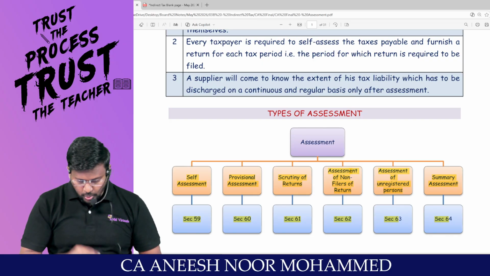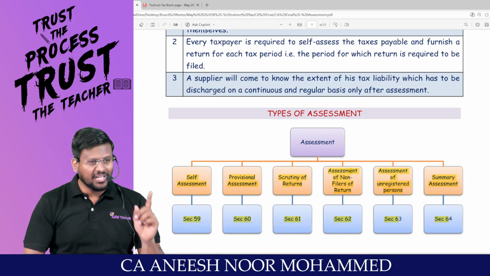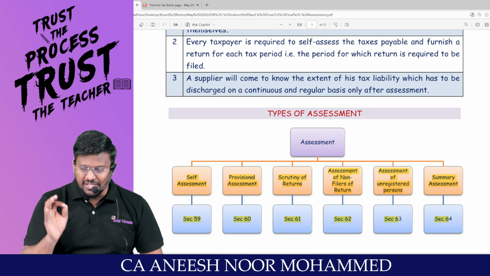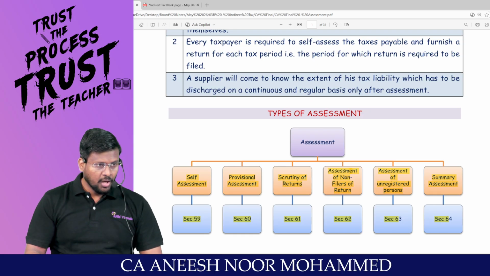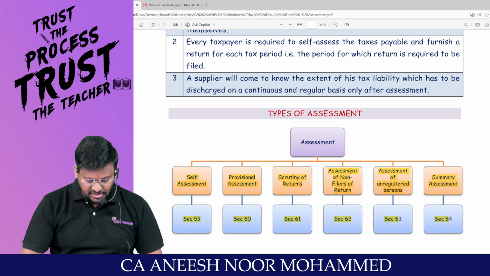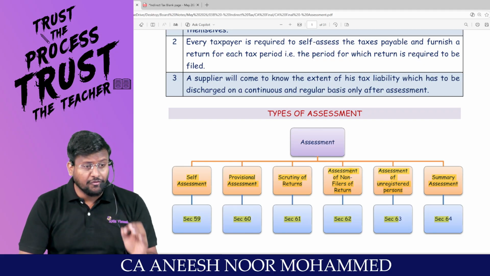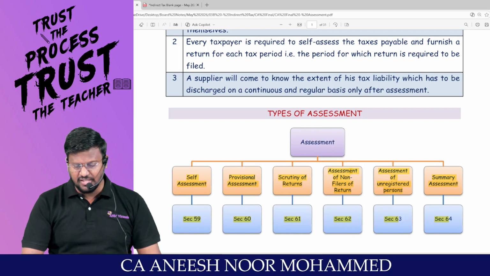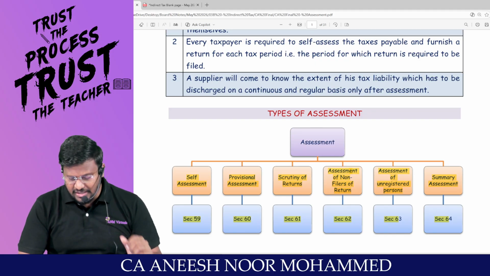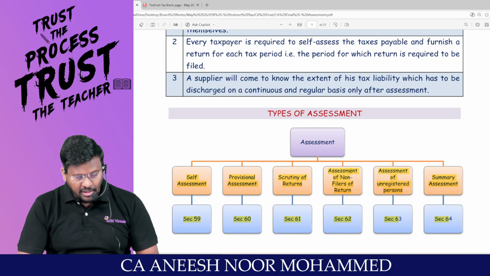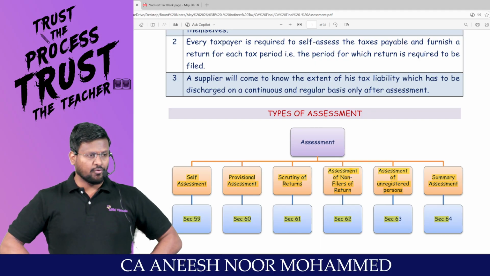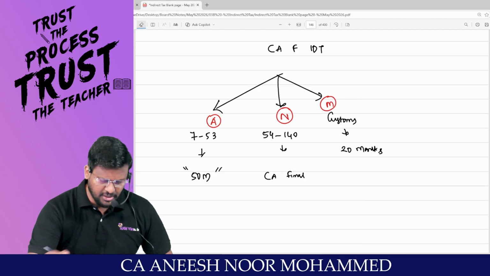So my dear lovable students, first repeat along with me. What are the 6 types of assessment? Self-assessment under section 59. Provisional assessment under section 60. Scrutiny of returns under section 61, assessment of non-filers of return under section 62, assessment of unregistered person under section 63, summary assessment under section 64. First understand what this assessment is all about.